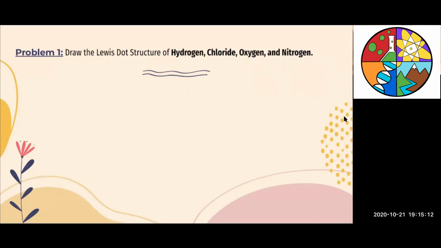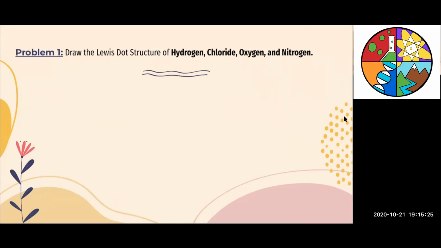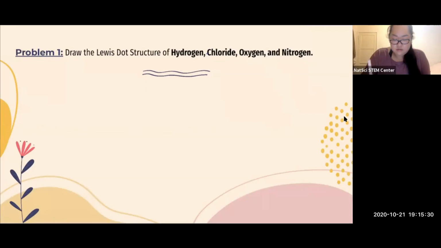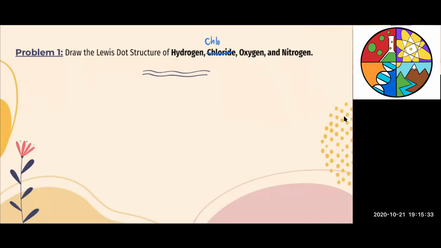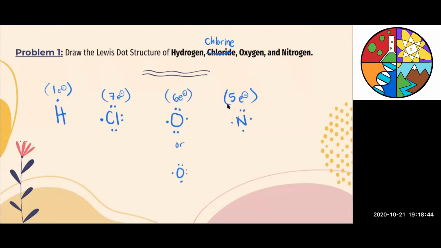So the first problem I'll give you guys 3 minutes to do. Draw the Lewis dot structures for hydrogen, chlorine, oxygen, and nitrogen. Okay, so you have till 7:20. So I'm going to show you what I drew. You can confirm with me if you drew the same thing or something similar. Your electrons can be on different sides.